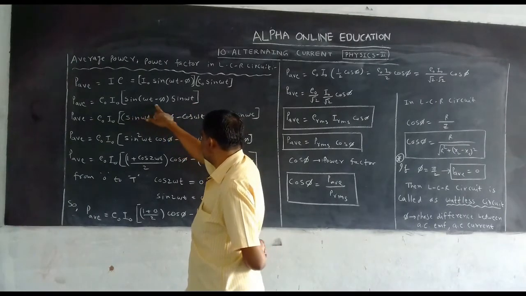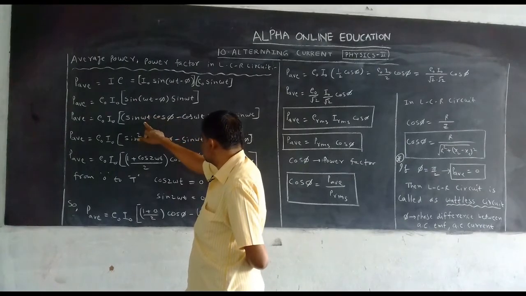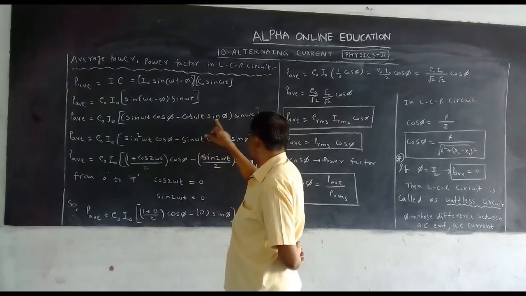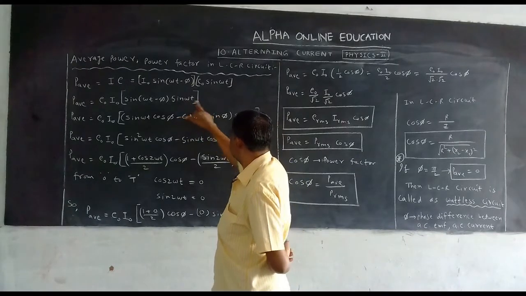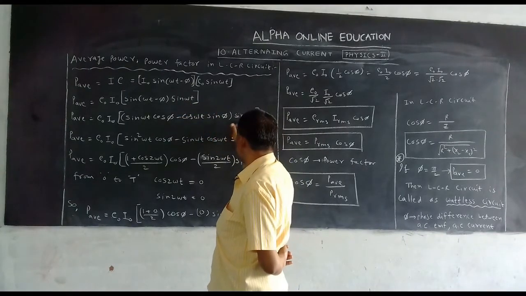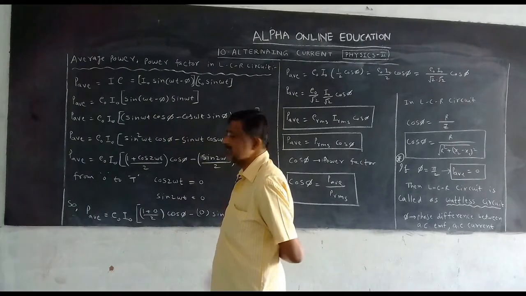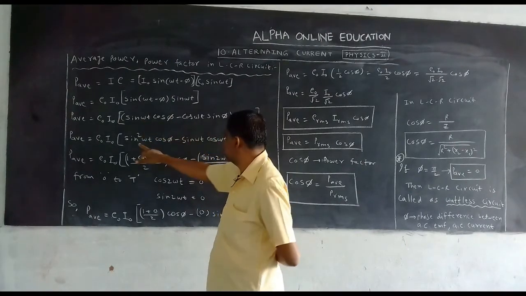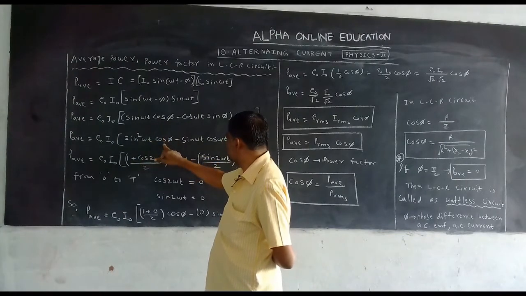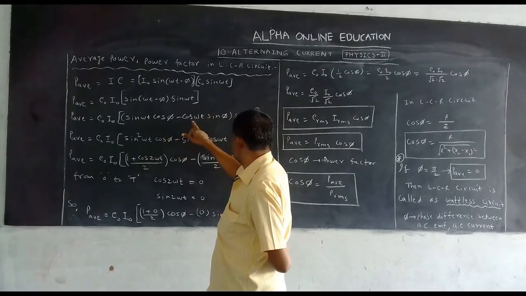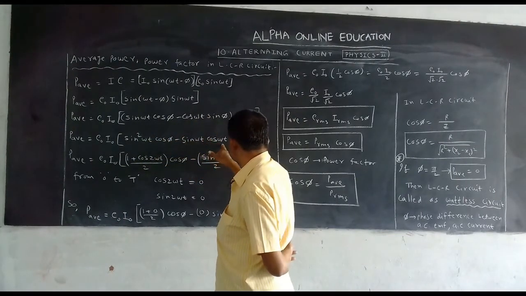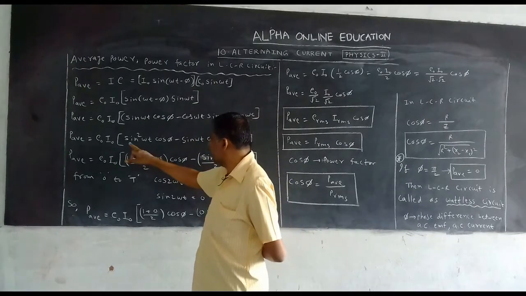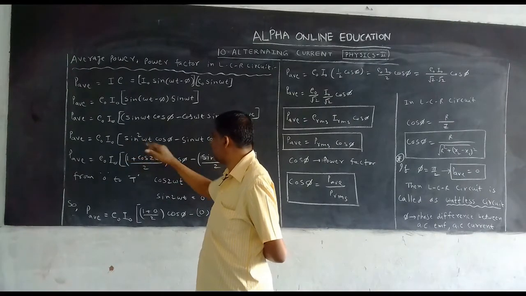Now what is sin(omega t minus phi)? Sin omega t cos phi minus cos omega t sin phi. And here sin omega t is there. Now you multiply that with this expansion value. Sin into sin becomes sin square omega t cos phi, minus sin omega t into cos omega t into sin phi.